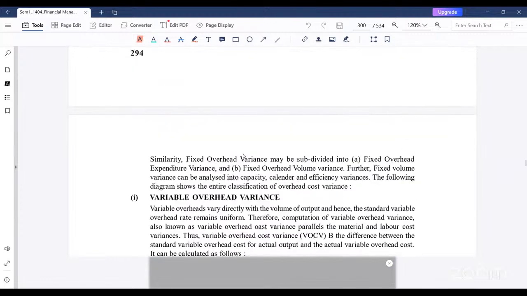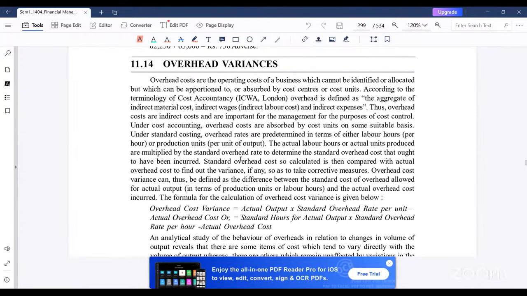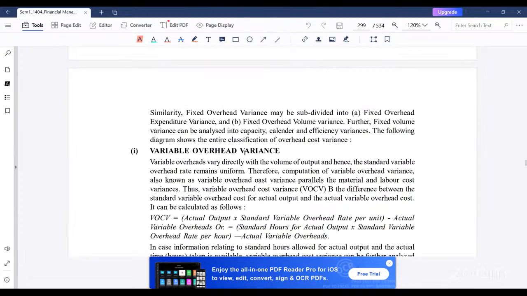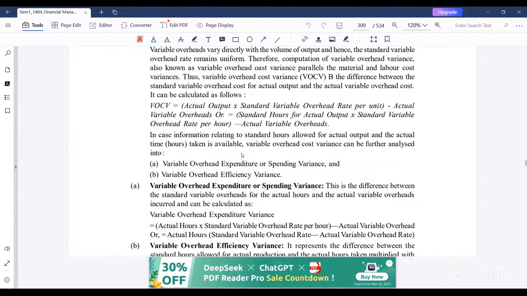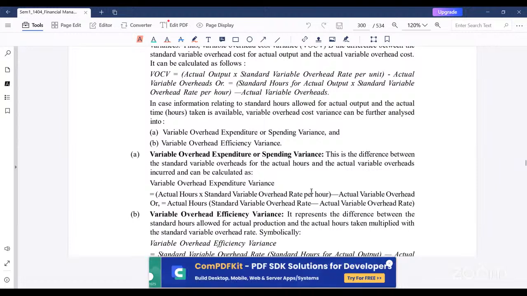So these are variable overhead variances. Overheads are expenses which are incurred indirectly, and they are called overhead expenses. Under this we have variable overhead variance. Similarly, we plan a cost which we will incur, but in actual it may be different. Whatever difference we get between the standard and the actual, we find out with the help of variable overhead expenditure variance. The formula is actual hours into standard variable overhead rate per hour minus actual variable overhead. Otherwise, you can simplify it as actual hours into standard variable overhead rate minus actual variable overhead rate.